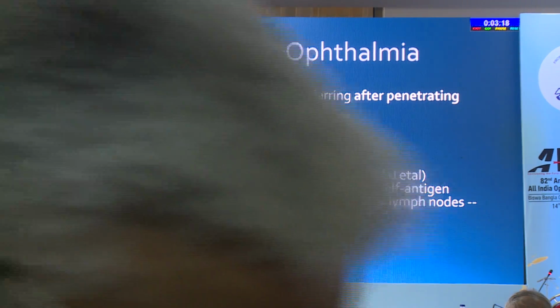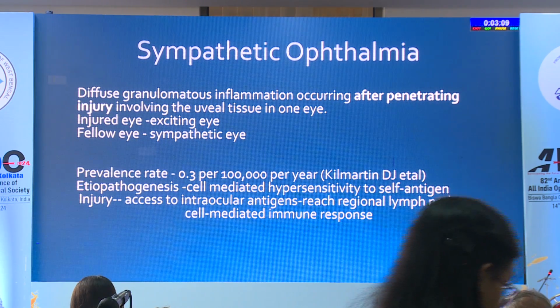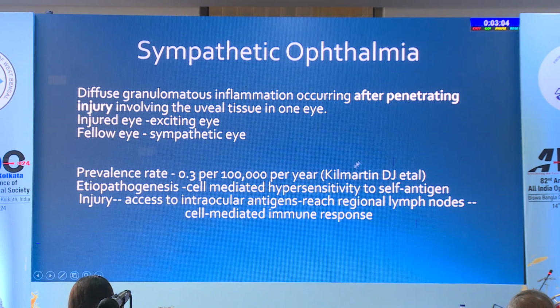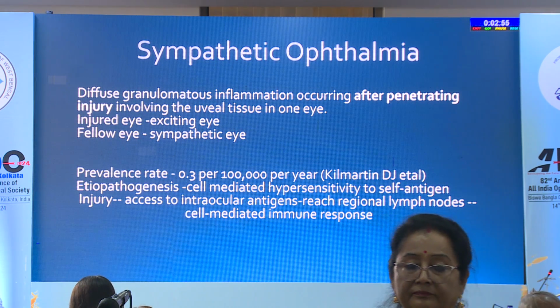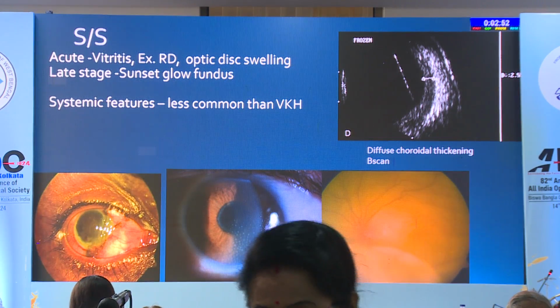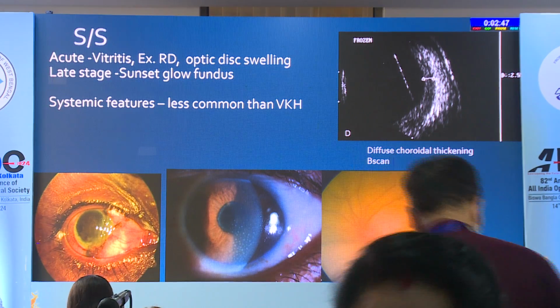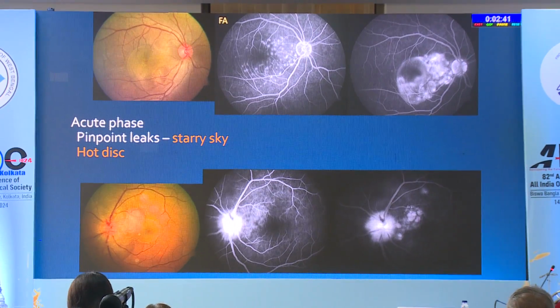Sympathetic ophthalmia is a very important disease which resembles VKH very much, but the most important difference is that it occurs after penetrating injury. A very significant landmark paper was presented in the year 2000 by Kilmartin and co-authors. It was a population-based study, and at that time the prevalence rate was around 0.3 per 100,000 per year, but now the incidence has reduced considerably. This also has similar features like VKH with vitritis, exudative retinal detachment, but the systemic features appear to be less common. The FFA sometimes shows the starry sky appearance, and hot disc means that it's an inflamed eye.